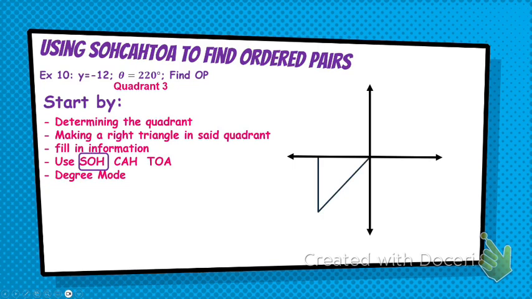So we're going to draw a right triangle there and label what we can. I have y equals negative 12, but I'm going to label that as positive 12 on the triangle side. The ordered pair, I'm going to label that negative 12. And then I'm also going to label my x as negative, just to help me remember that it will be a negative number, because in quadrant 3, x and y are both negative.